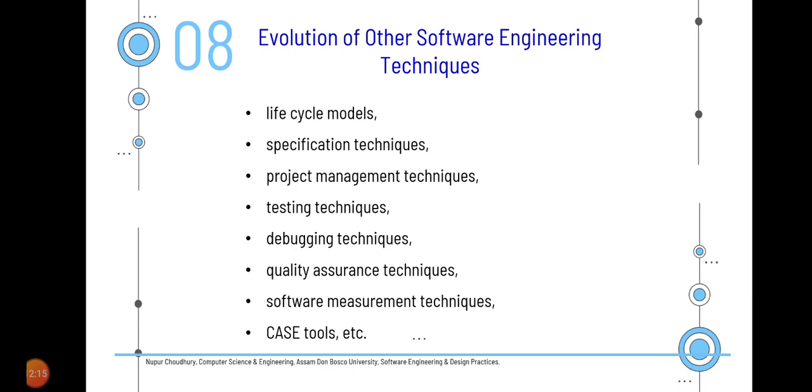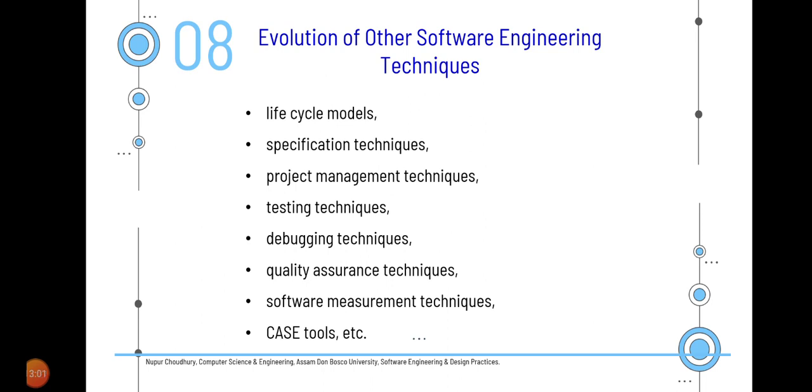Now, apart from the already existing ones, software engineering techniques have evolved to some other domains as well, which include life cycle models, specification techniques, project management techniques, testing techniques, debugging techniques, quality assurance techniques, software measurement techniques, CASE tools, etc. All these software engineering techniques along with the current design paradigm, which is the object oriented programming paradigm, form the basis of software engineering techniques.